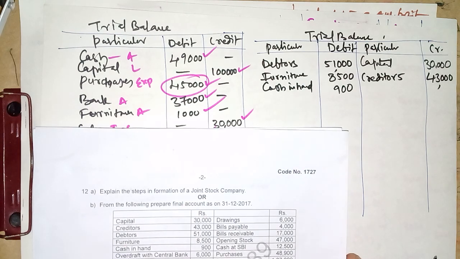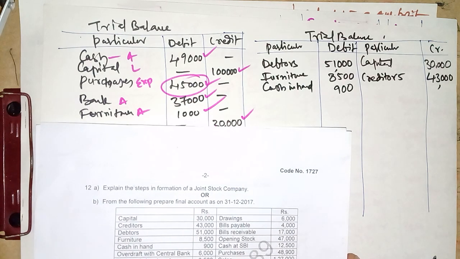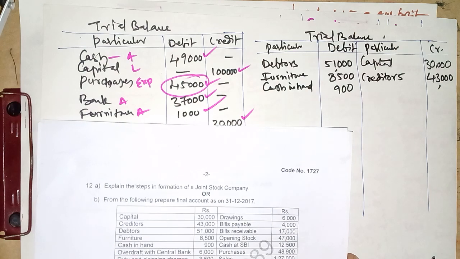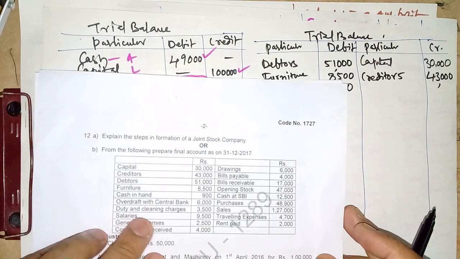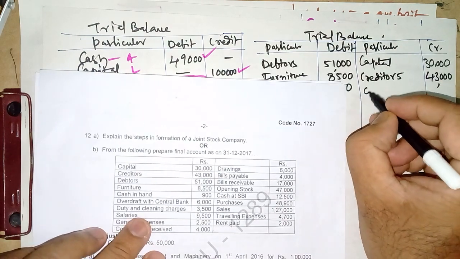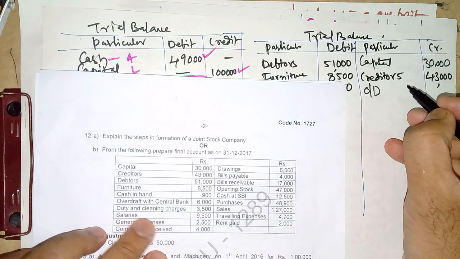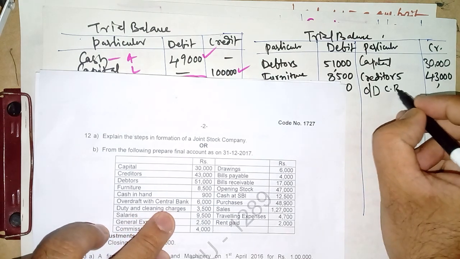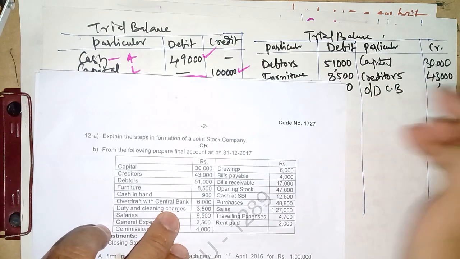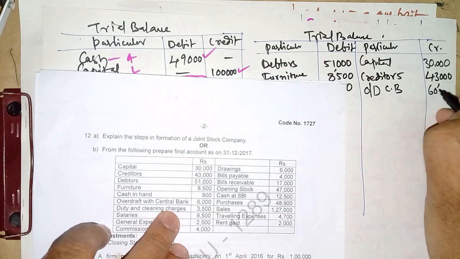Overdraft with central bank. What do you mean by overdraft? Excess amount withdrawn. It is a loan provided by the bank and shows a credit balance. I am writing the abbreviation OD with CB, central bank, due to the paucity of space. You can understand. 6,000.